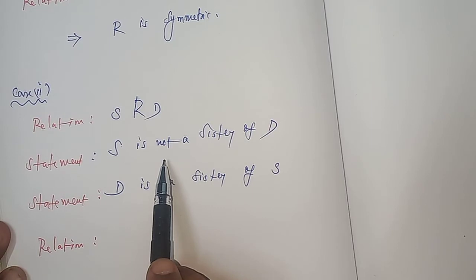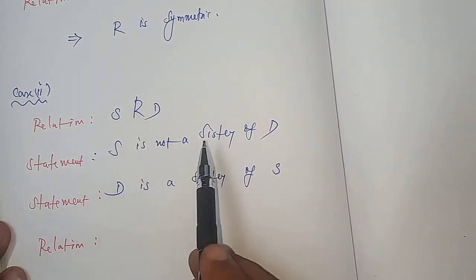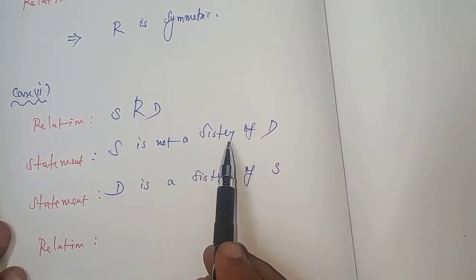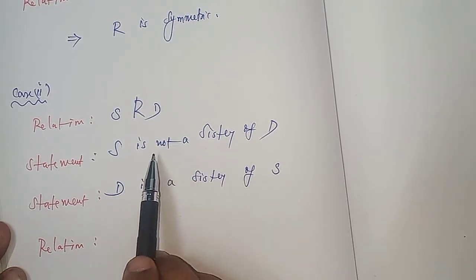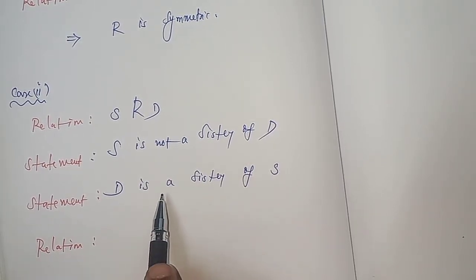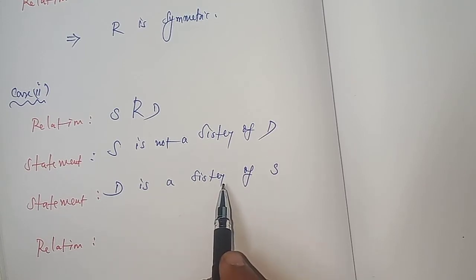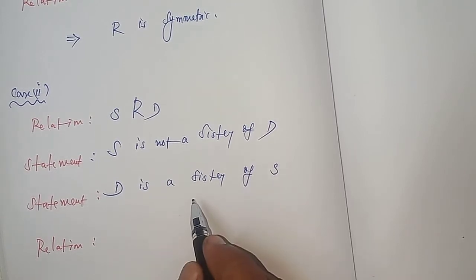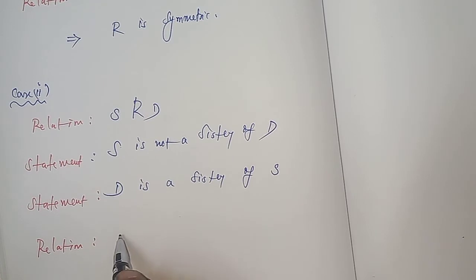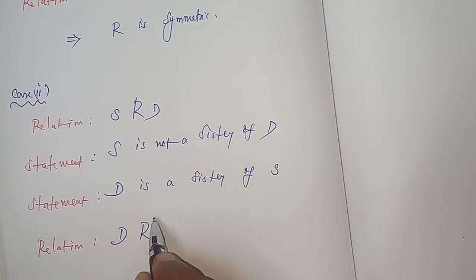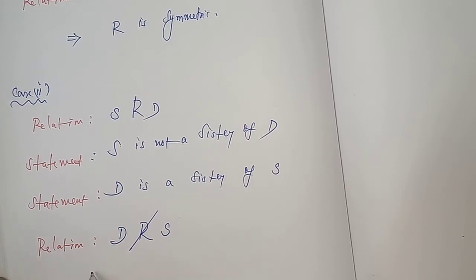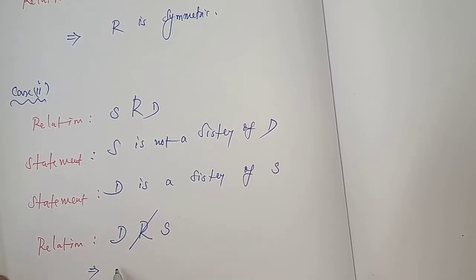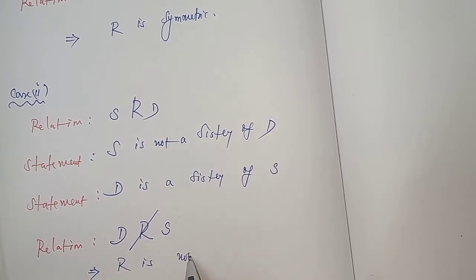Whenever "not" comes, you have to put "or". This is the given statement: not a sister. This is against the statement. This is not the statement. The statement is not a sister for this problem, but you are getting a sister. Therefore, since it is against the given statement, you have to put D or strike out that R, yes, which implies R is not symmetric.